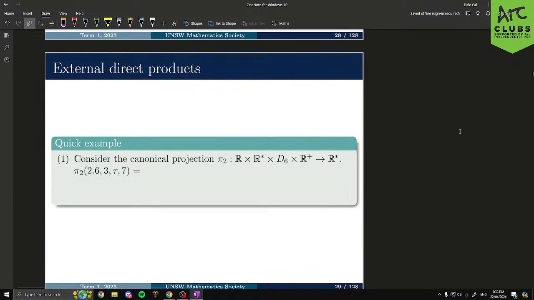Okay, so here's an example. Let's take the canonical projection from this product of groups to just R star. So since this is pi 2, this means we're projecting the second group. So it means we're extracting out the second element, which means if I take pi 2 of these 4 numbers, then I'm just extracting out the second one, and it should be 3.